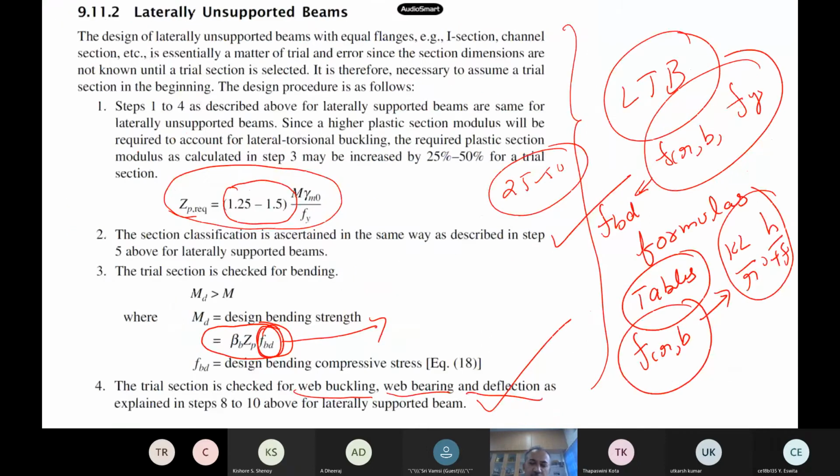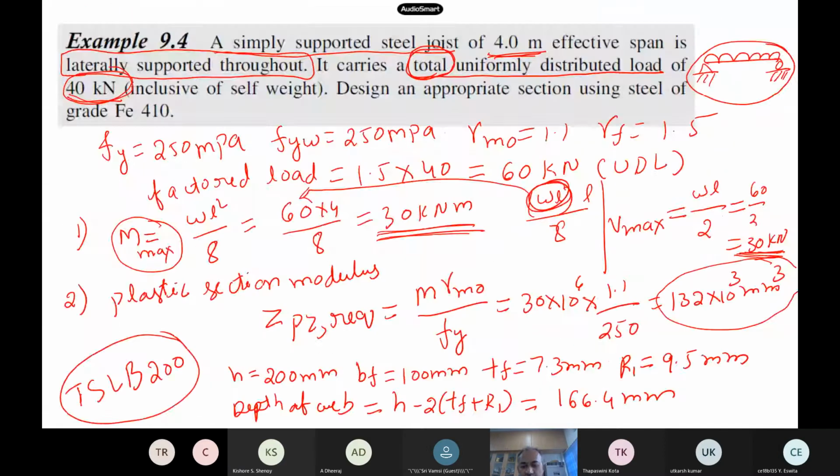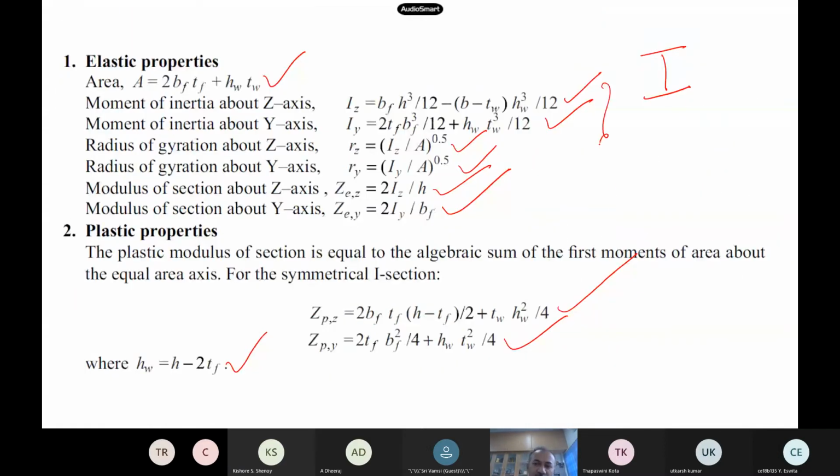If it is laterally unsupported, then you have to do the lateral torsional buckling check and other things, okay? So we start, and these are some formulas, not required. You can easily derive them yourself, but if you want a quick reference, you can use these formulas for I sections. Okay, very easy, straightforward formulas.